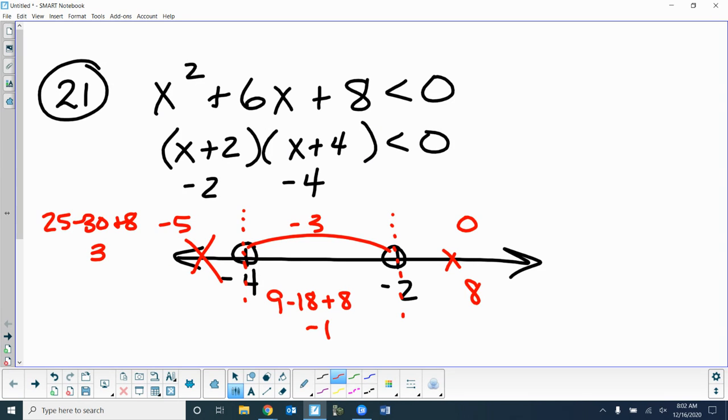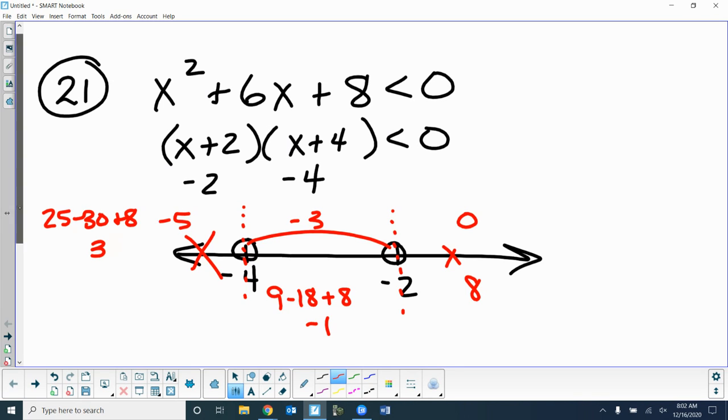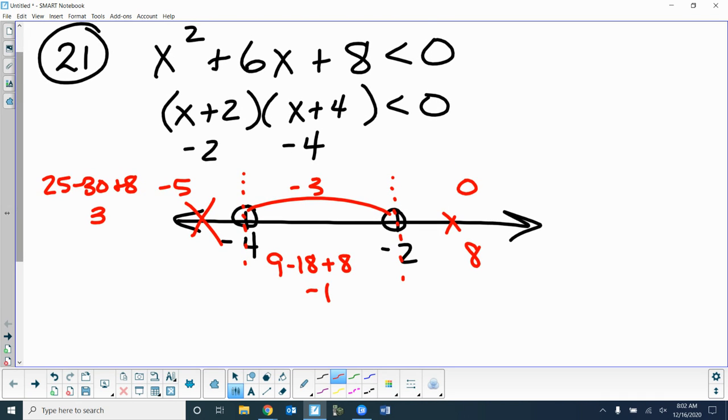So just factor that one, and once you get those two, basically they're the zeros, but we call them the critical values here. Just pick a number left, middle, and right, and put it in and see what works so you can tell where to draw your graph.